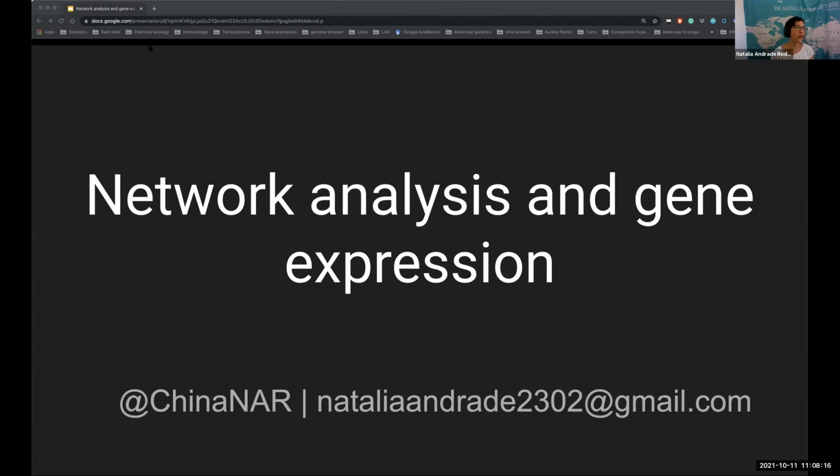So one of the uses of network analysis for gene expression is to try to find other genes that are related to a gene of interest, and you can basically infer a little bit what the function of that gene will be. So this is why I started being interested in this.